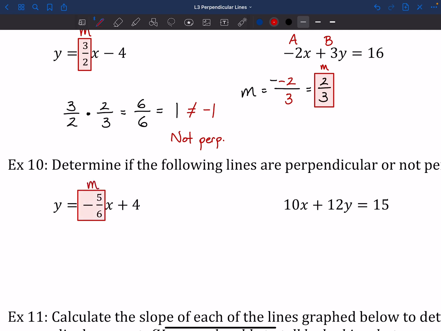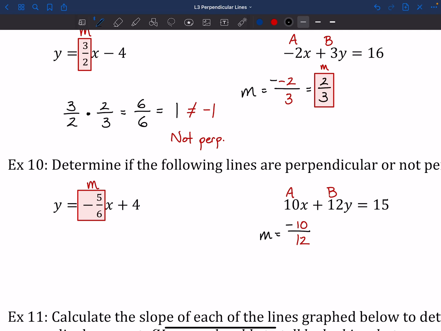So on that first one, our slope is just -5/6. It's just whatever's in front of the x. On the second one, we've got an a and a b. What I'm going to do is take a, slap a negative on it, and divide it by whatever b is, which was 12.